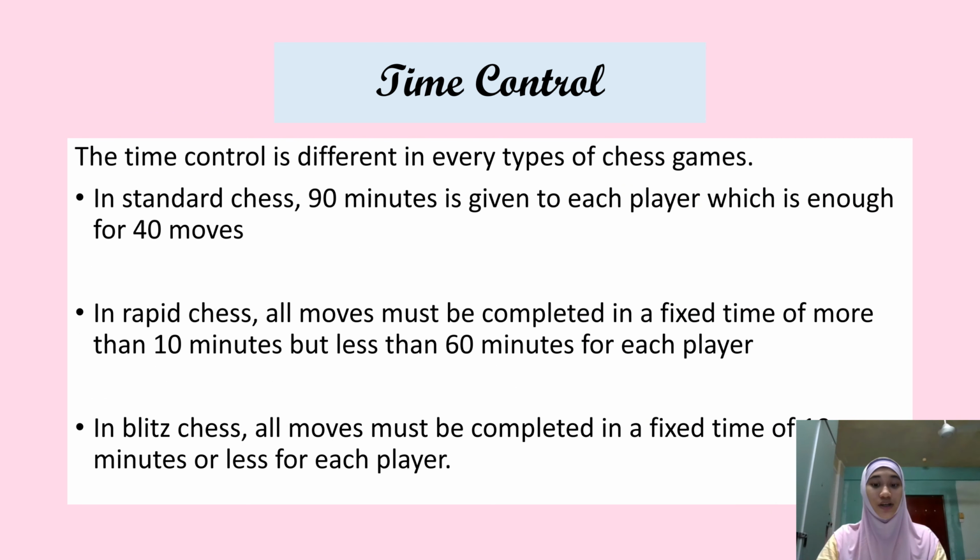In this slide, I'll talk about the time control in different types of chess, based on the 5 laws. Time control is the regulation about the amount of time given to the players in a tournament. In standard chess, 90 minutes is given to each player, which is enough for 40 moves. In rapid chess, all moves must be completed in a fixed time of more than 10 minutes, but less than 60 minutes for each player. In blitz chess, all moves must be completed in a fixed time of 10 minutes or less for each player.